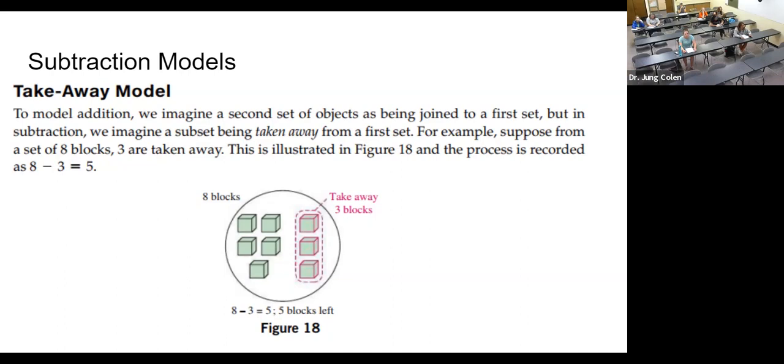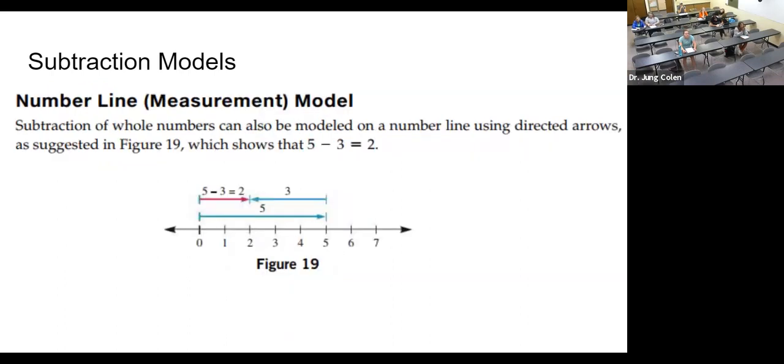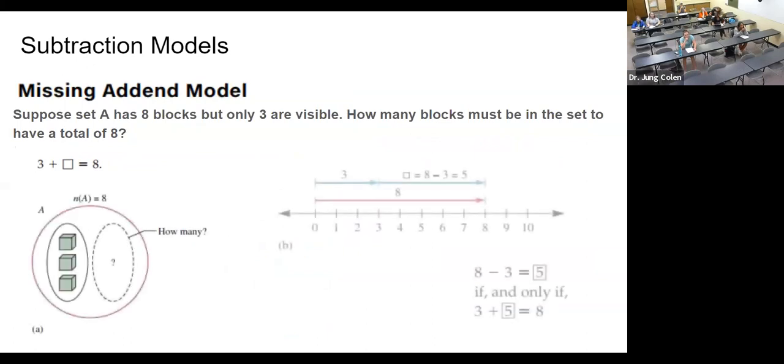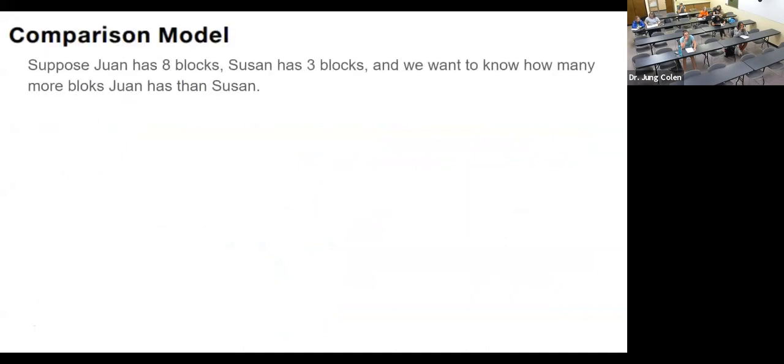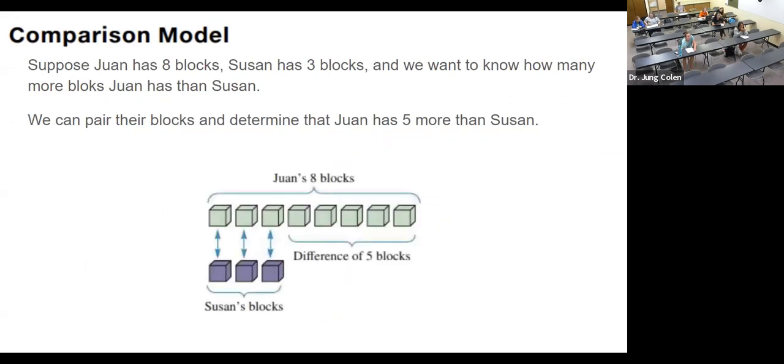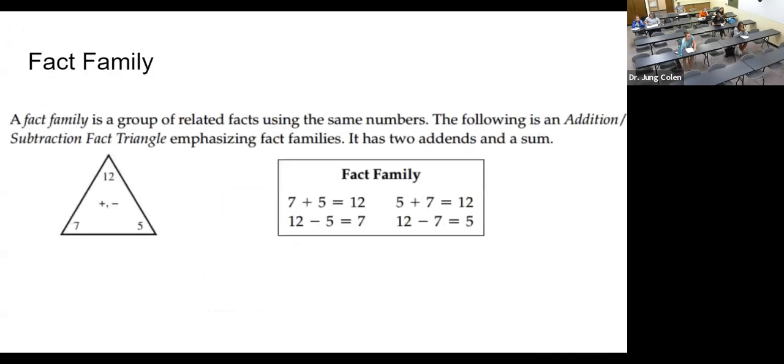So we talked about the takeaway model, right? We also talked about the number line model. We know how to do that, right? Addition to the right, subtraction to the left. Missing addend model, we talked about that too. And from there we also talked about the comparison model. So we compare the blocks by matching the same number, and find the difference of the blocks.